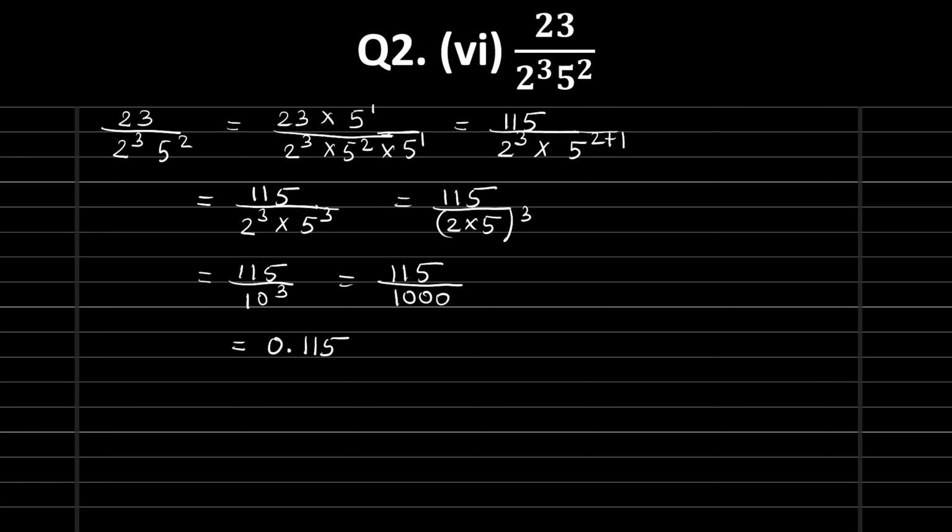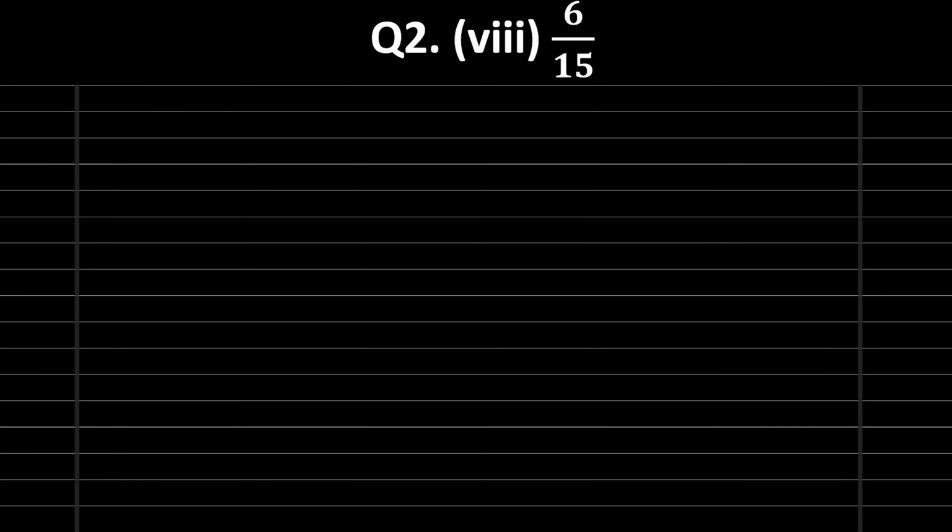So, the only trick is we have to look at what is the highest exponent among 2 and 5. Whichever is the highest, we will make the other one also have the same exponent. Okay. So, here you can observe that 2 is having 3 as its exponent and 5 is having 2 as its exponent, among which 3 is the highest one, right? So, we will make the exponent of 5 also 3 by multiplying the numerator and denominator by 5.